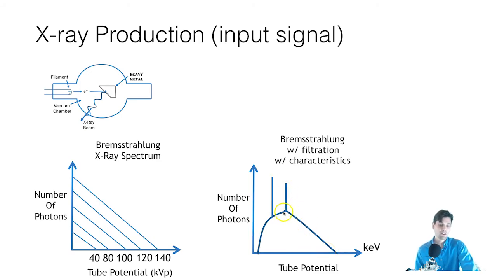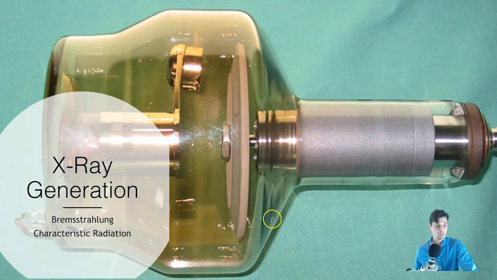Then if you add those characteristic peaks, you get something that looks like this. So when someone shows you a plot of energy and the number of photons and talks about this fancy thing called the X-ray spectrum, you can just remember that it's not really that complicated. There are just two fundamental things happening: bremsstrahlung and characteristic radiation. Those are the mechanisms by which X-rays are generated that are used for diagnostic X-ray imaging and diagnostic CT imaging.